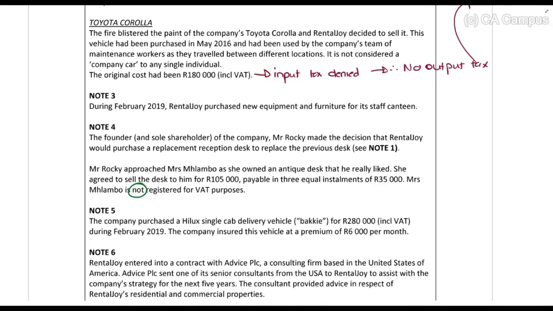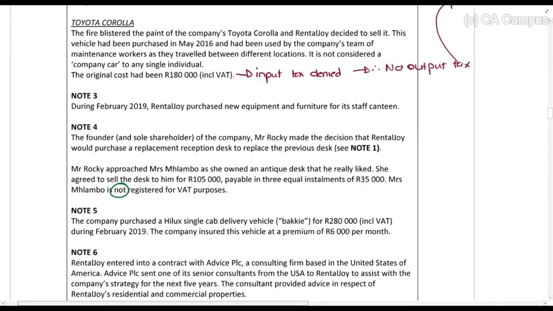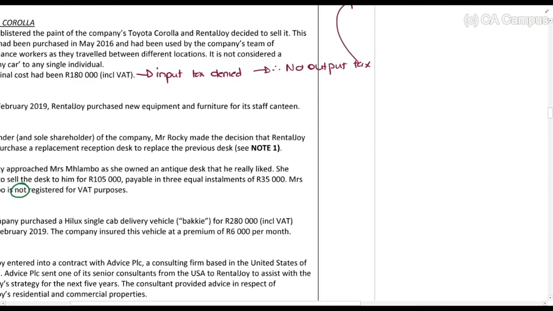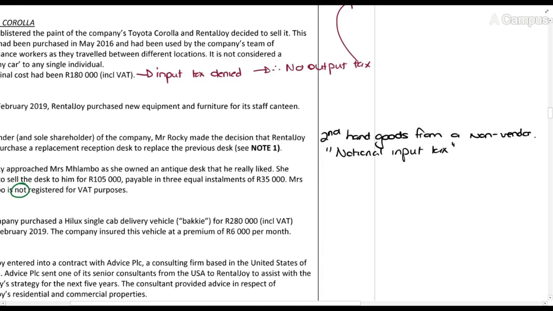Now, important, guys, if she's not registered for VAT purposes, usually that means we can't claim input tax. But remember, this will be second-hand goods from a non-vendor, so you can claim notional input tax because there's no real input tax because there's no invoice, but they say you can pretend that there is. The timing of this, remember, is when payment takes place.